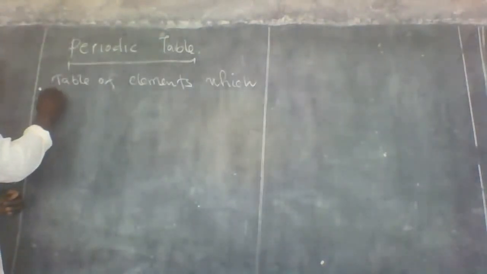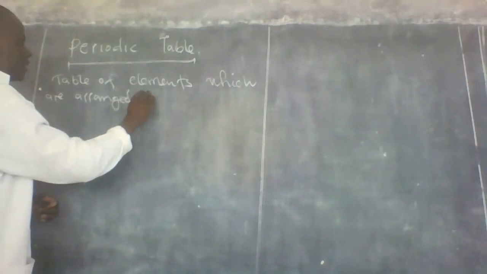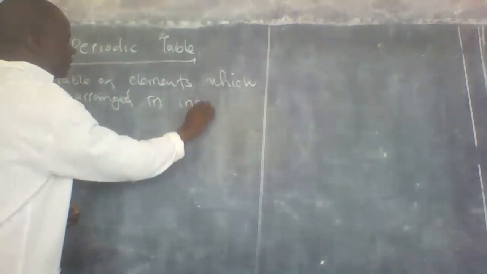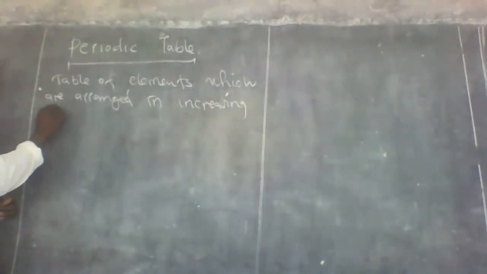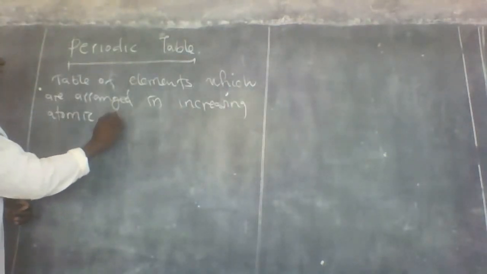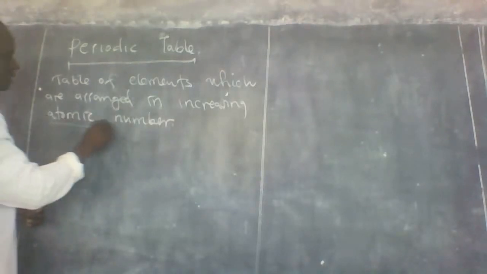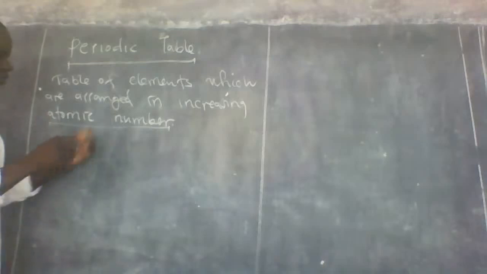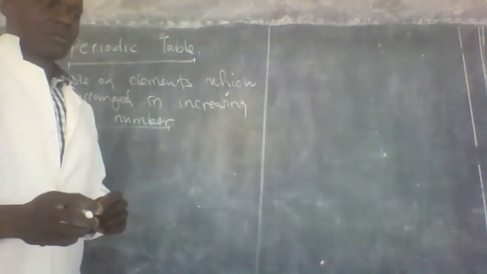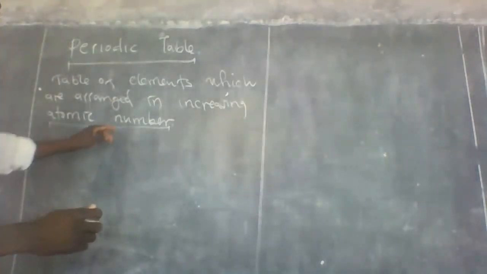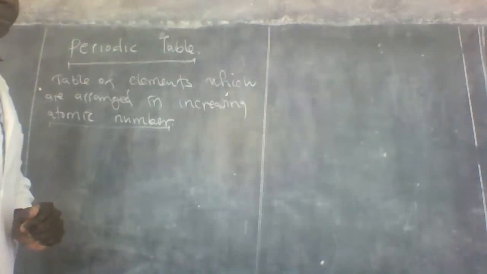which are arranged in increasing atomic number. So I understand very well that everyone of you knows what an atomic number is. So the periodic table is a table of elements. These elements are arranged in increasing atomic number.